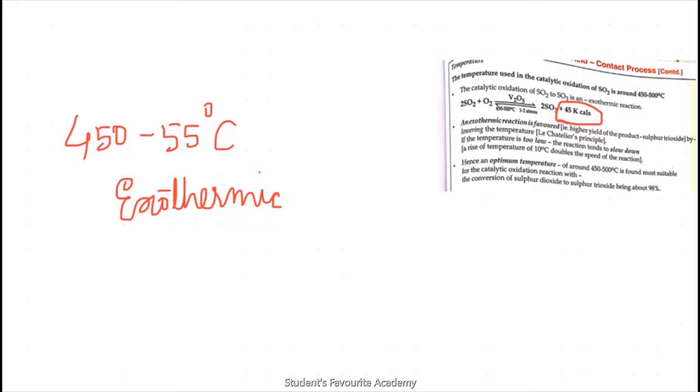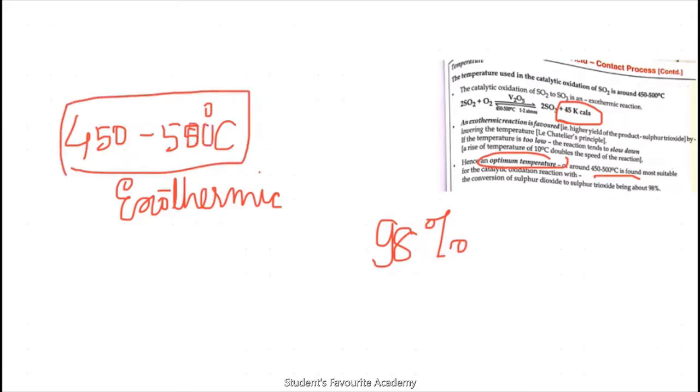But if the temperature becomes very low, then the reaction will slow down, meaning the efficiency of the production will decrease. Hence the optimum temperature is 450 to 500 degrees Celsius. At this temperature, the sulfur dioxide is converted to trioxide and the efficiency is almost 98%. So this is the temperature we are maintaining, children. What is important here? That it is 450 to 500 degrees Celsius, and the amount of heat generated is 45 kilocalories.